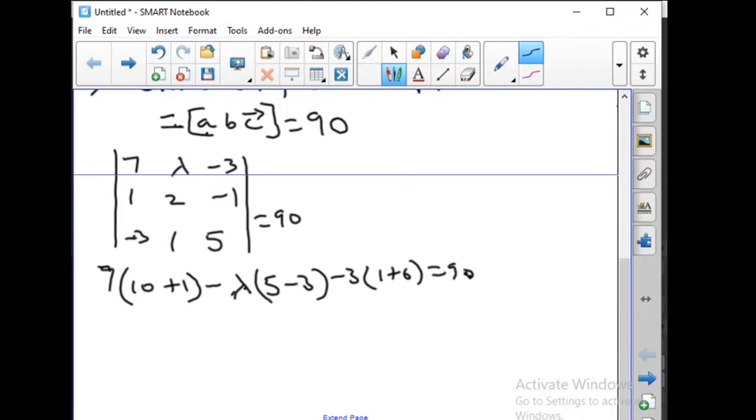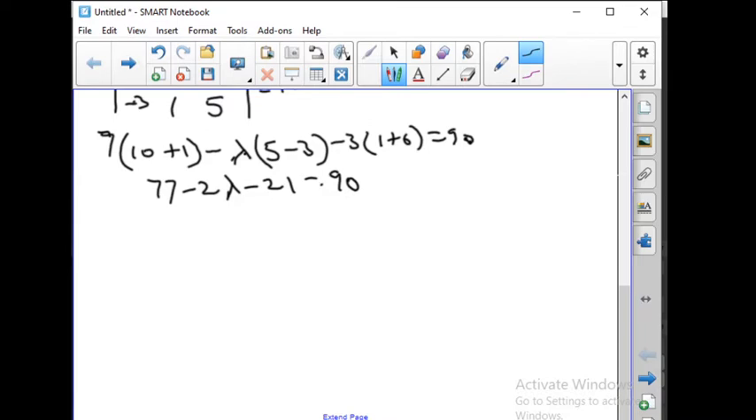So it is 7 into 11, 77. This is 2, 5 minus 3 is 2. So minus 2 lambda. 7 into 3, 21. So minus 21 is equal to 90. So it gives us 2 lambda is equal to 77 minus 90 and minus 21.